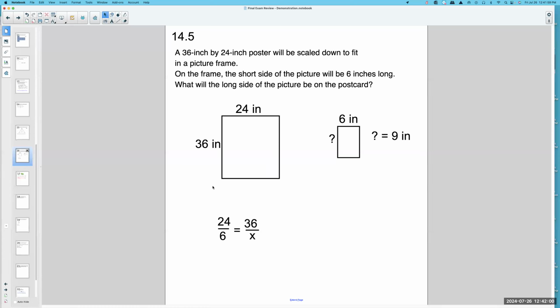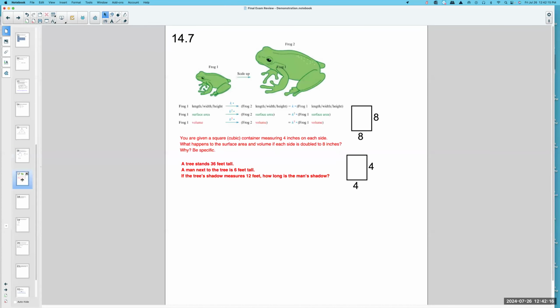Okay. There's even another way. 24 times 1.5 gets me 36. 6 times 1.5 gets me 9. Okay. So however you want to do these, that's the beauty of this type of math. There's a lot of ways to figure that out. Kind of leads us back into our scale factors.